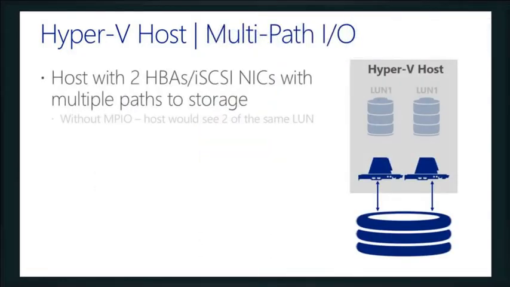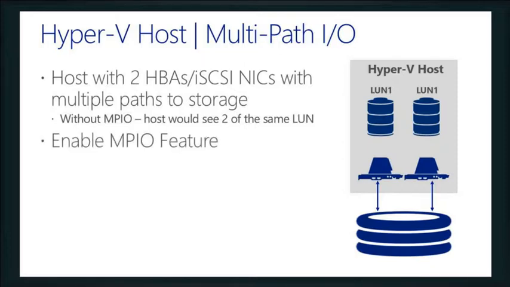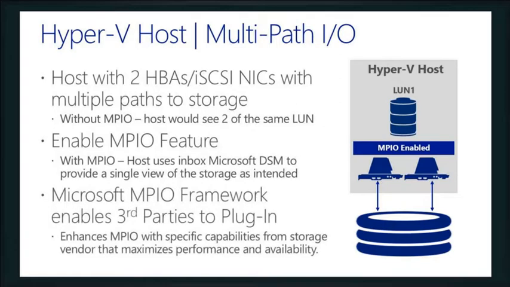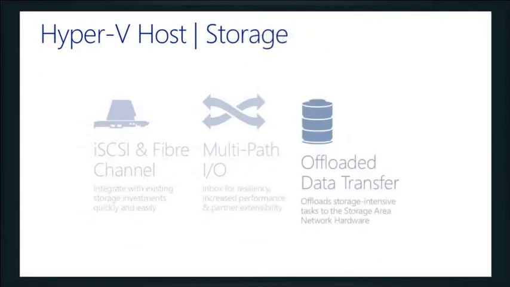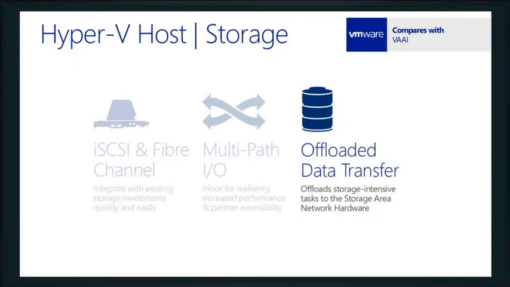So just kind of skipping through this piece just a little bit, trying to get caught back up from our outage earlier. Hosts with 2 HBAs, 2 iSCSI NICs, multiple paths to the storage, we would see 1 drive, okay? And that is built in out of the box. We also support third-party plugins in the event that you want to go a little more granular with it, okay?